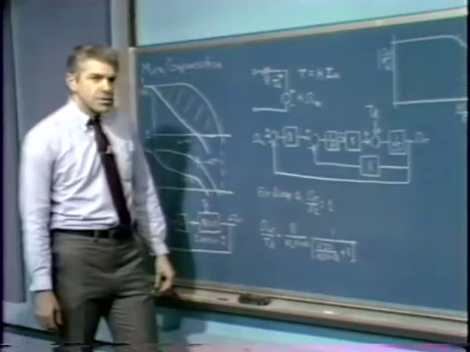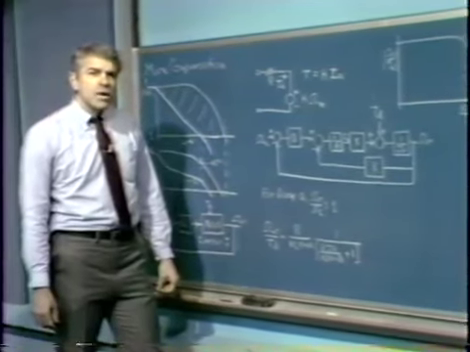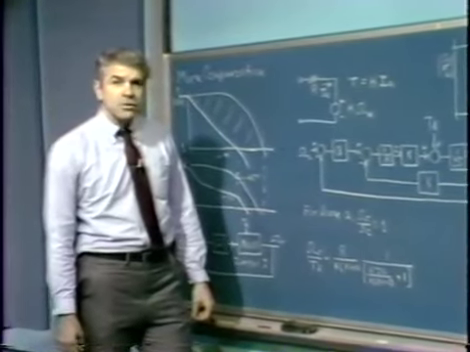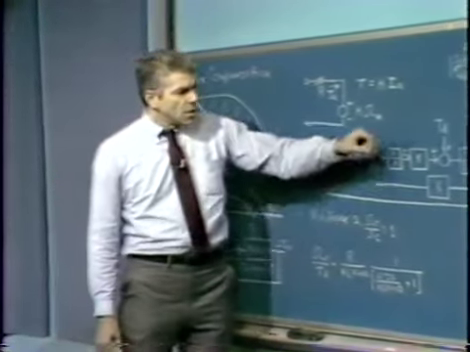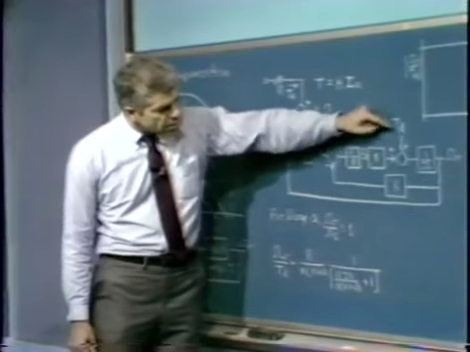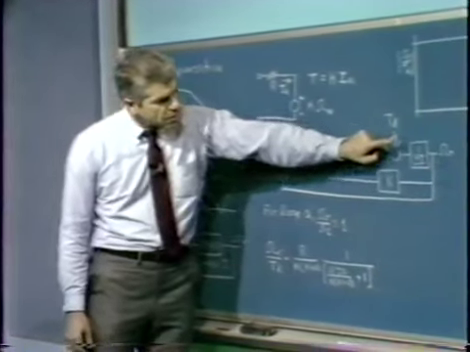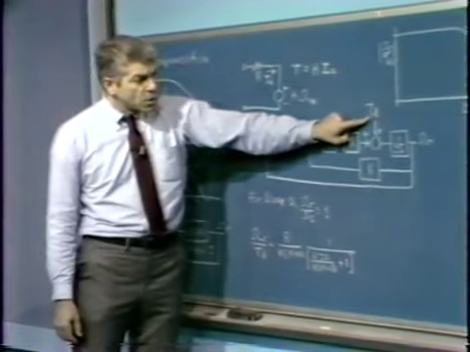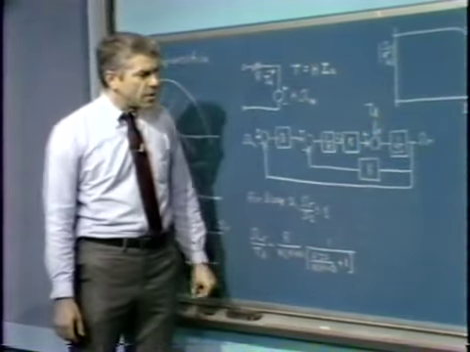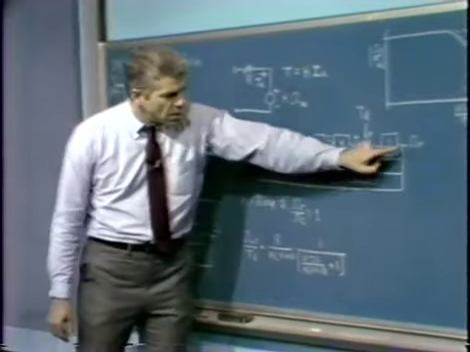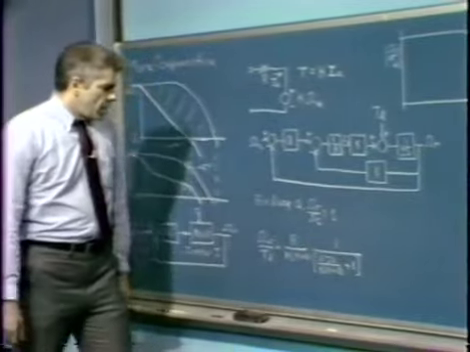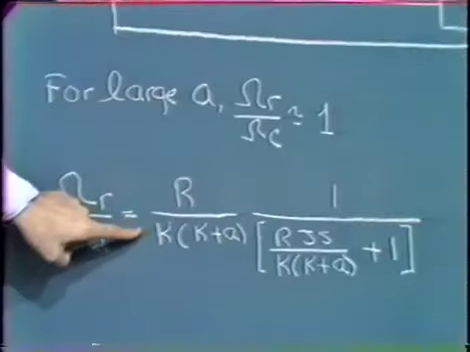Our real interest in this particular example, however, is how well the system rejects torque disturbances that are applied to the motor load combination. So what we really want to do is look at the response, the change in speed that occurs for a given torque disturbance. So we want to write the closed loop transfer function omega r over Td. If we do that, this expression results.